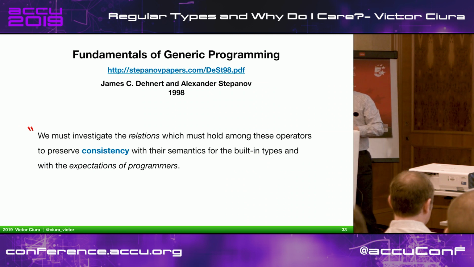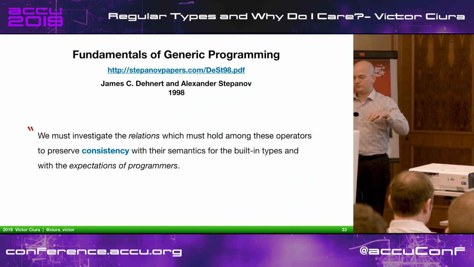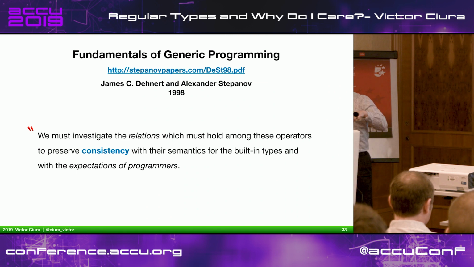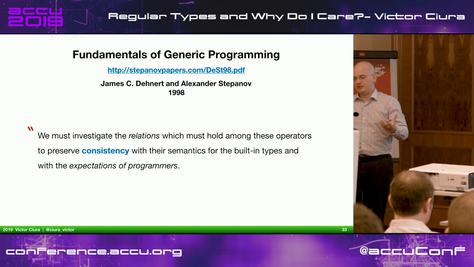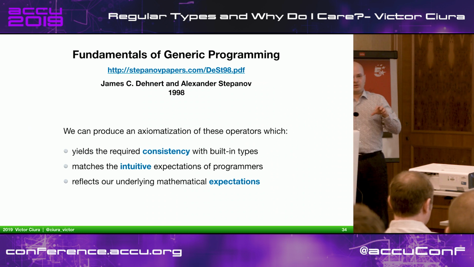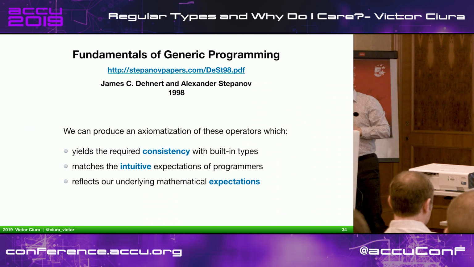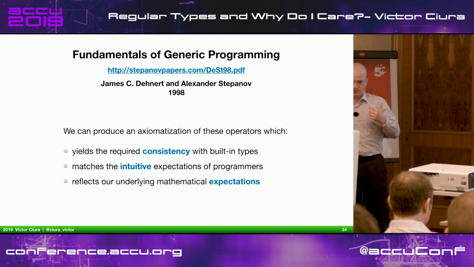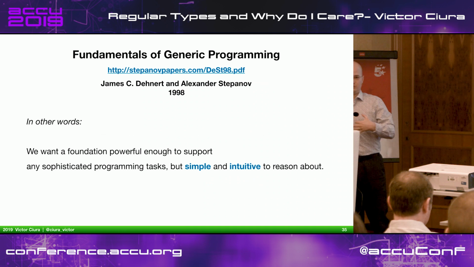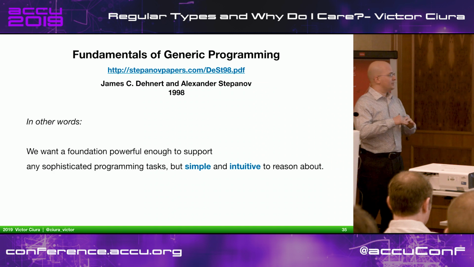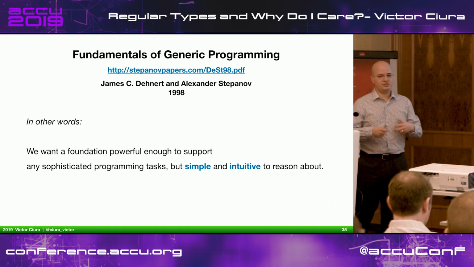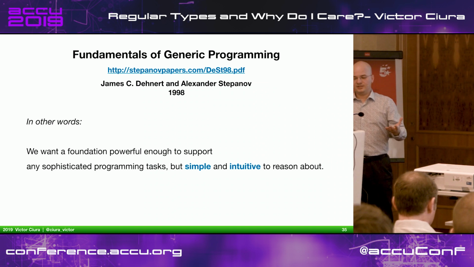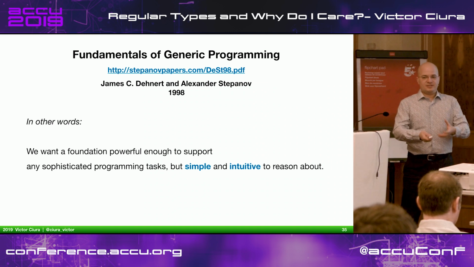We must investigate these relations that must hold for these components to preserve consistency and semantics to meet these expectations. And we'll see how we can go about doing that. We can produce an axiomization on operations based on consistency, intuitive use, expectations, in true mathematical form, not just vocabulary. In other words, we need a foundation powerful enough to support any sophisticated tasks, but simple and intuitive to use by beginners, for example. I don't need to be an advanced user to understand your code.